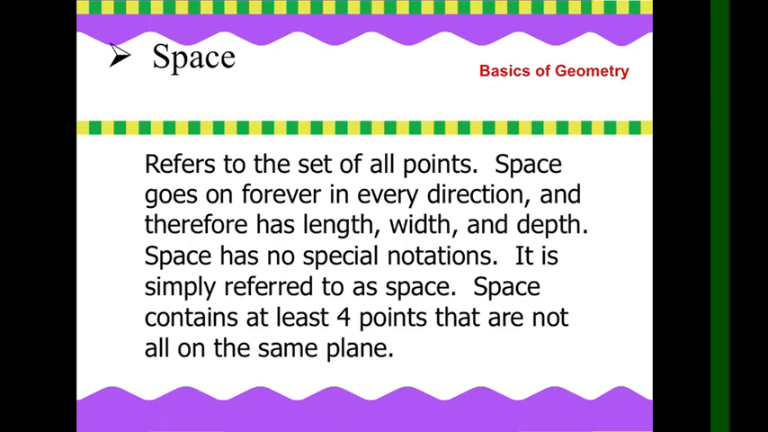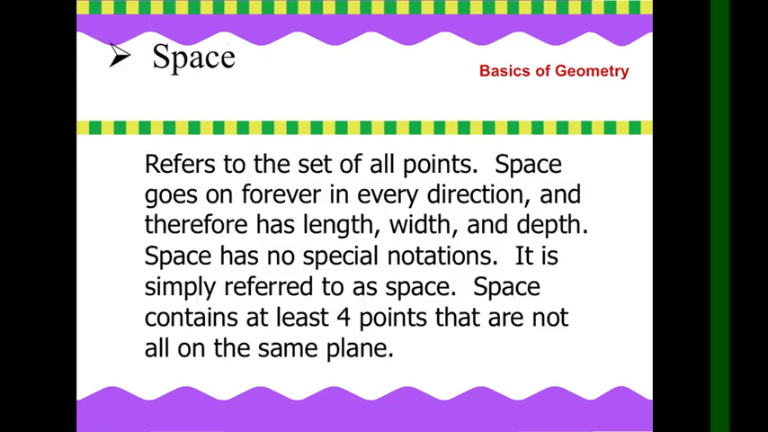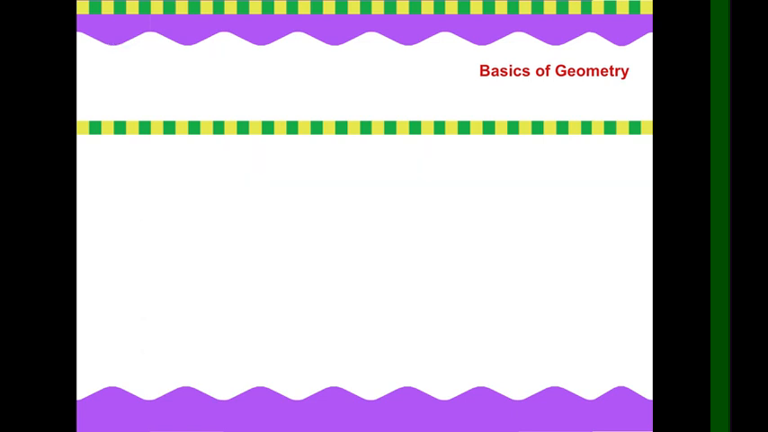Space. This refers to the set of all points. So when we say space, it is the set of all points, any space at all. Space goes on forever in every direction and therefore has length, width, and depth. Space has no special notation, it is simply referred to as space. Space contains at least four points that are not all on the same plane. So one point can be outside a plane, and so we call it space.